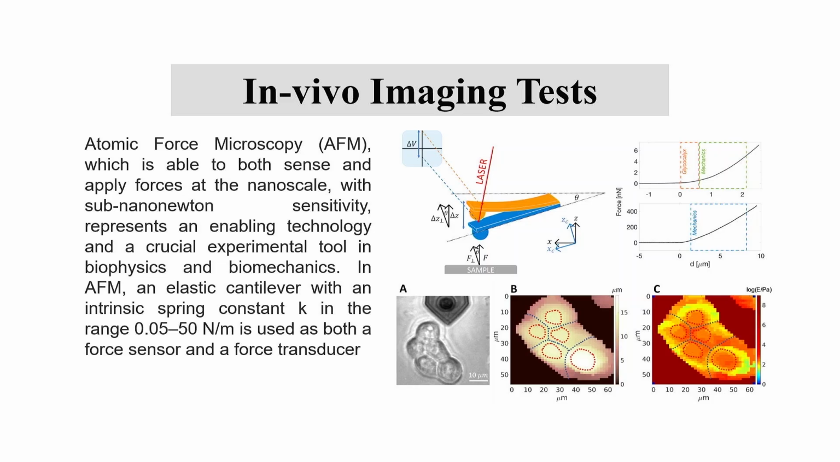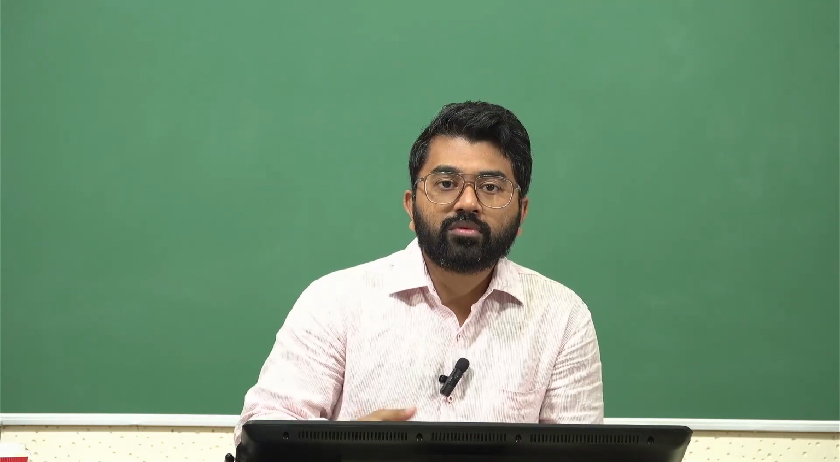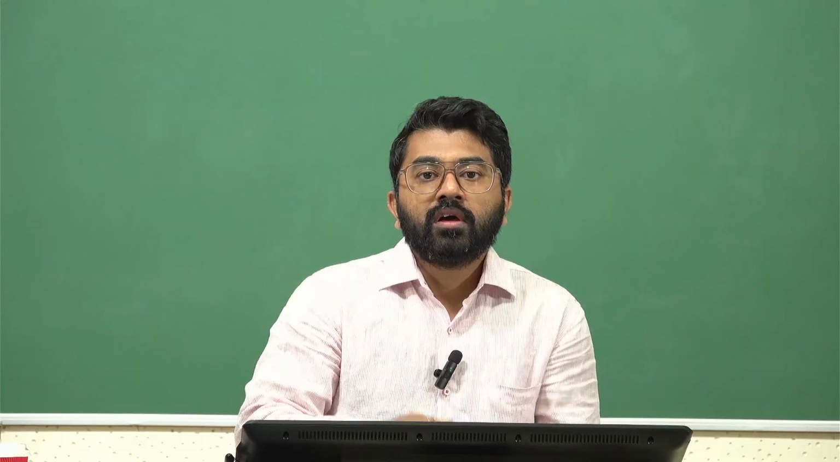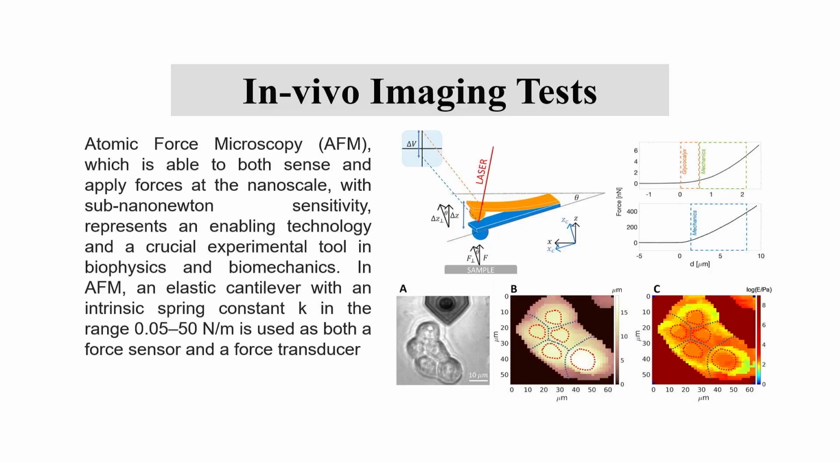In AFM, this is widely known as AFM, an elastic cantilever with an intrinsic spring constant K in the range of, this is typically the mechanics of materials. So you have any spring, it has a spring constant basically, which describes how the spring is going to behave, whether it is a very easy loose spring or a hard spring kind of thing. And both a force sensor and a force transducer, right? Sensor is measuring the forces.